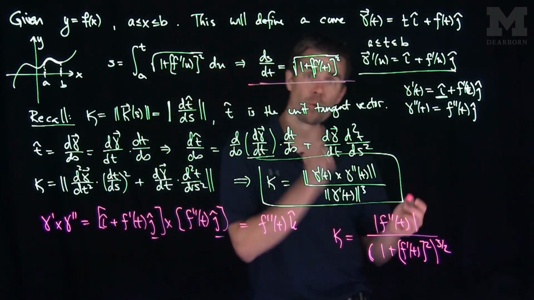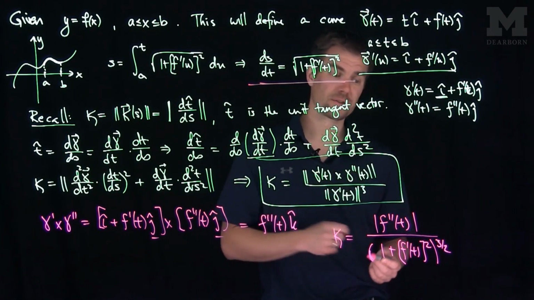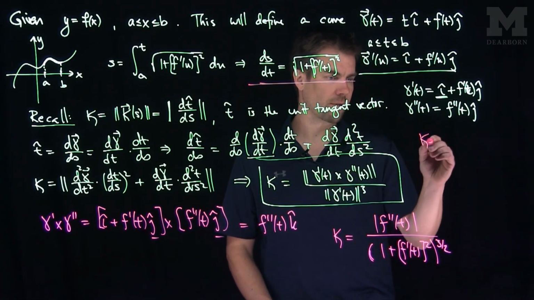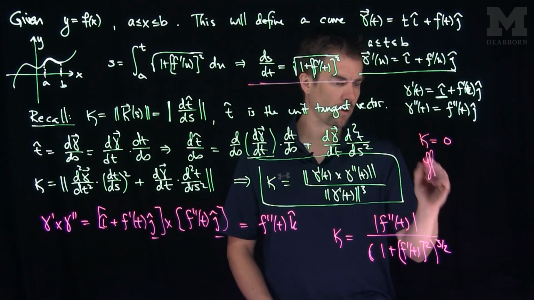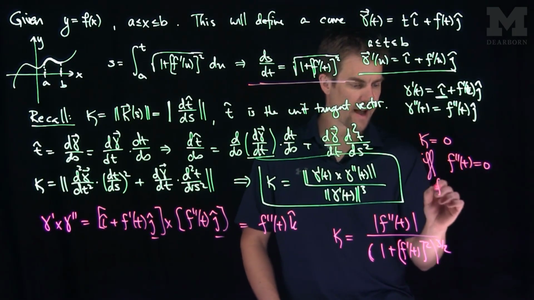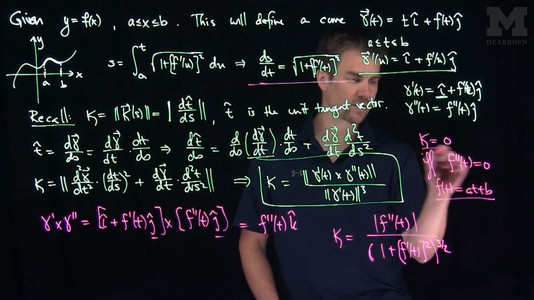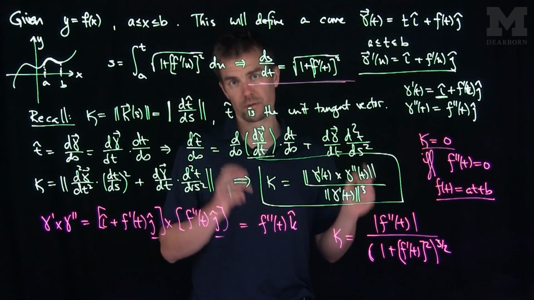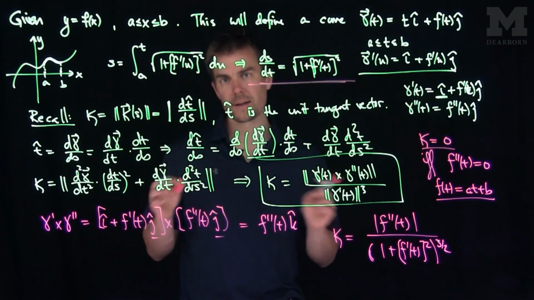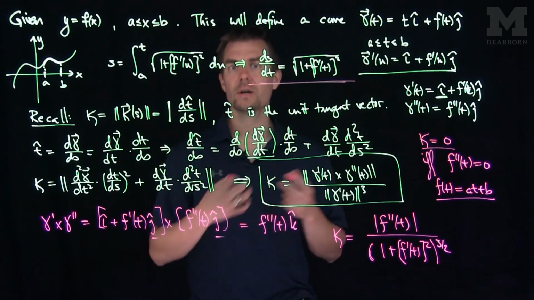Now, we can notice that the curvature is equal to 0 if and only if the second derivative is 0. So the curvature for this function is 0 if and only if f double prime of t is equal to 0, and that is the case when f of t is at plus b, or a straight line. So 0 curvature for a function corresponds to the function being a straight line. Any other function will have positive curvature somewhere.